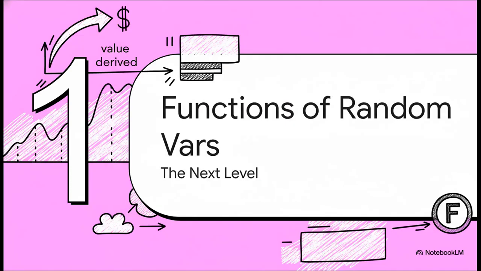Well, the first step is a mental shift. We need to stop thinking just about a random event and start thinking about a value that's derived from that event. And this is exactly where functions of random variables come into play. Trust me, this idea is at the absolute core of pricing pretty much any kind of derivative out there.